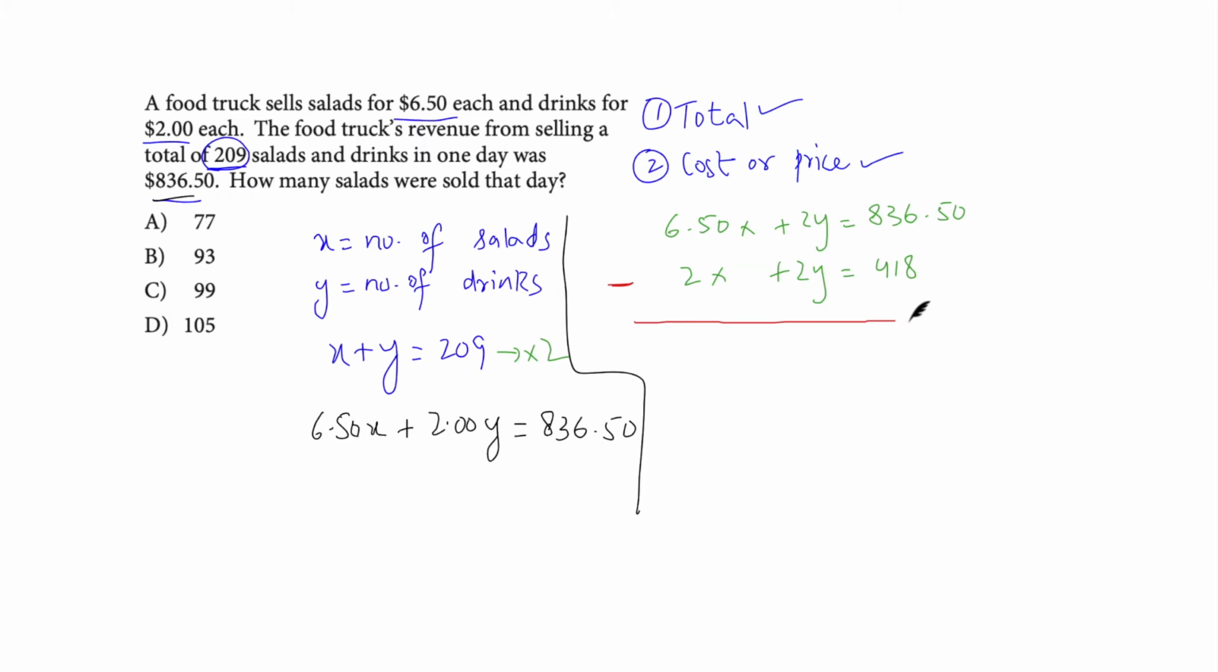Now you see we have plus 2y in both, so we will subtract this equation. That's why I wrote the second equation down, so I can easily subtract. So if I subtract, what do I get? 6.50 minus 2 is 4.50x. You cancel this out, nothing is left over here, and over here we will have 418.50. So x is 418.50 divided by 4.50, which is 93. This is your answer. That's option choice B.